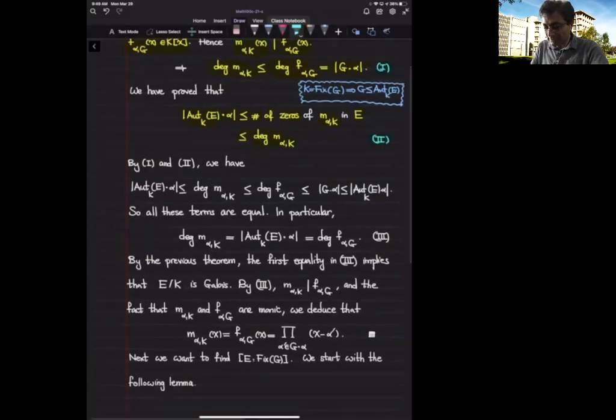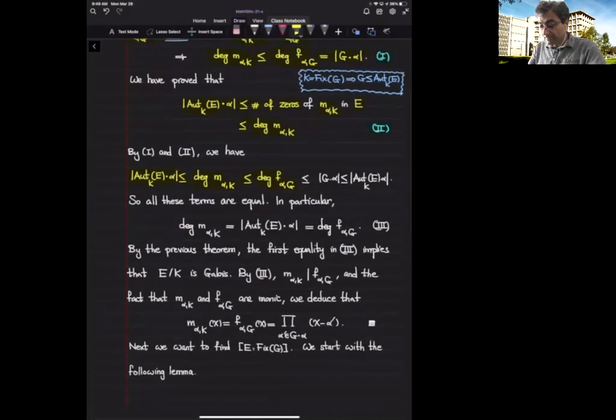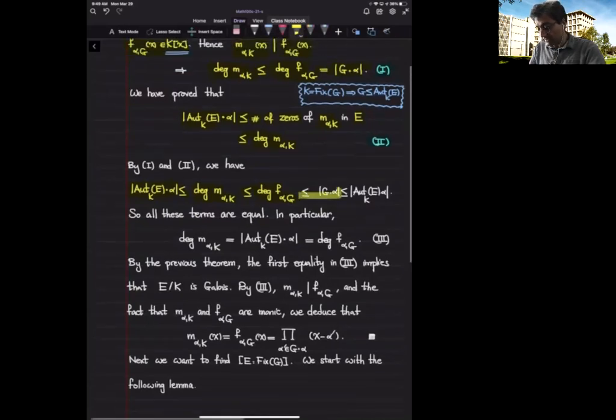Now, if I combine these two, what do I get? The number of elements inside this orbit cannot be more than the degree of the minimal polynomial. This cannot be more than the degree of the polynomial f, because we showed f is inside K bracket X and it does have alpha as a zero. And by the first part, we deduce that it cannot be more than the number of elements inside the G orbit of alpha. And because G is a subgroup of this, we automatically get this upper bound. That means all of these terms should be equal. All of them are the same numbers. In particular, the degree of the minimal polynomial of alpha over K is the same as the degree of the polynomial f, and it's the same as the number of elements inside the orbit of alpha.